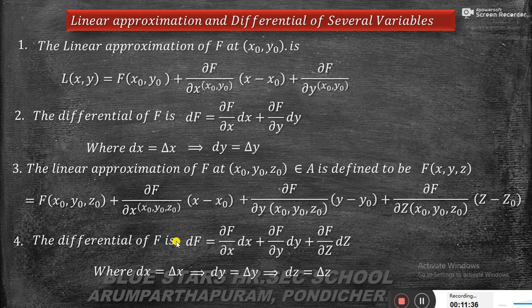The differential of f is df equal to ∂f/∂x into dx, ∂f/∂y into dy, ∂f/∂z into dz, where dx equal to Δx, dy equal to Δy and dz equal to Δz. This is the formula for linear approximation at the 2 point and at the 3 point.